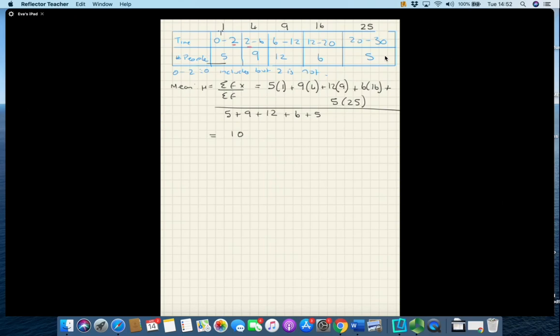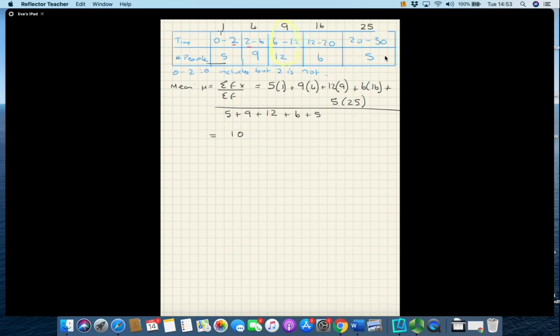I'm not overly surprised by it, to be honest, because if you look at the majority of people, can you see that 12 people spend between 6 and 12 hours? So I'm not overly surprised that my mean turns out to be 10.